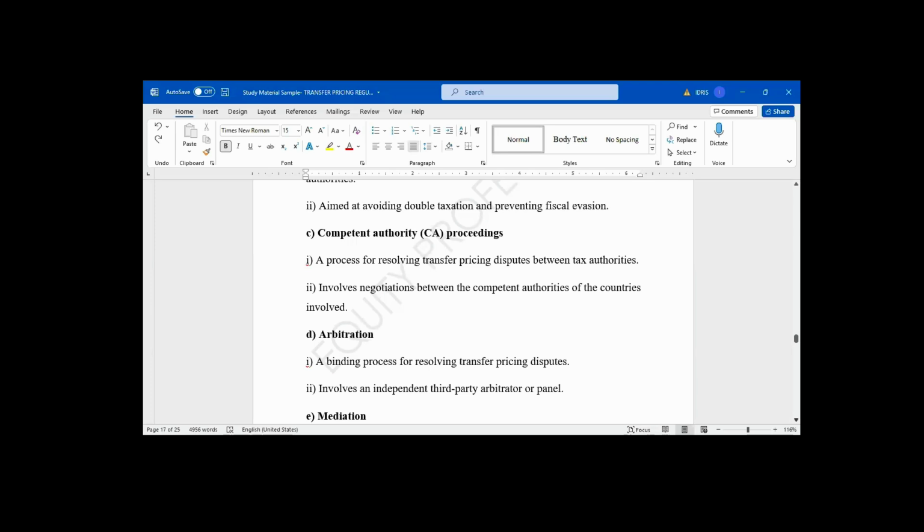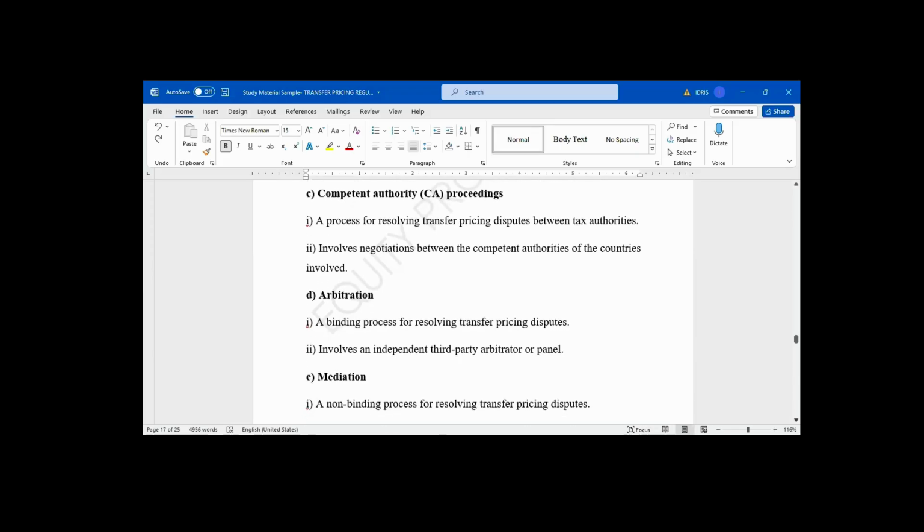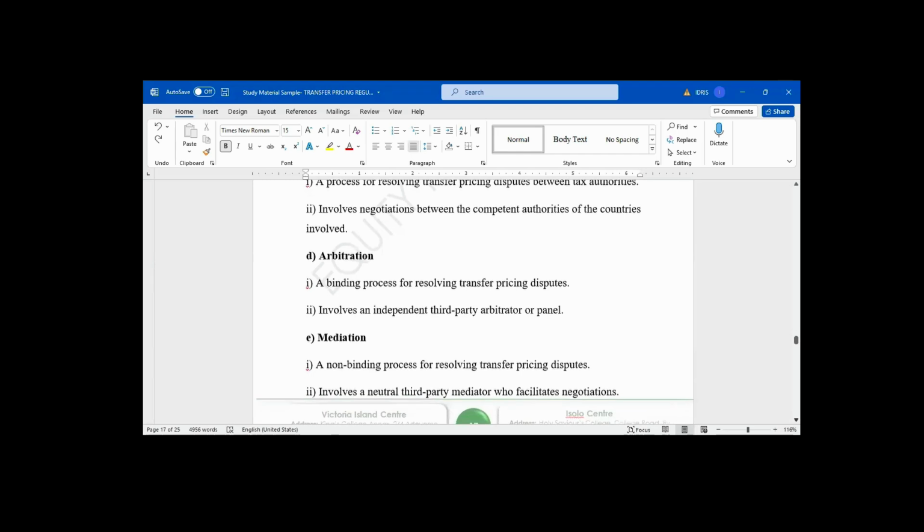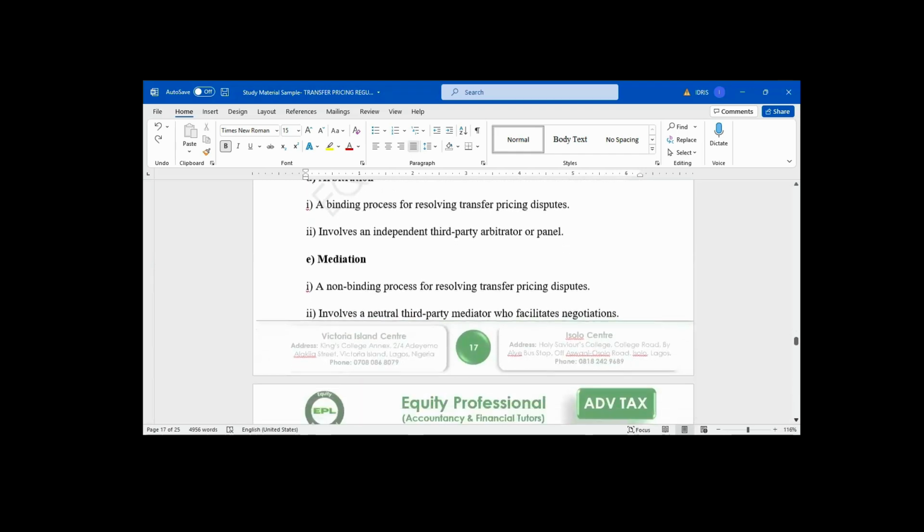Arbitration. Arbitration means a binding process of resolving transfer pricing disputes by signing a dispute resolution form. That is arbitration. This is another dispute resolution mechanism recommended by OECD. Another dispute resolution mechanism recommended by OECD is called mediation.